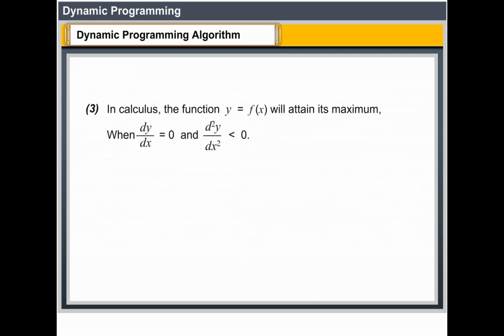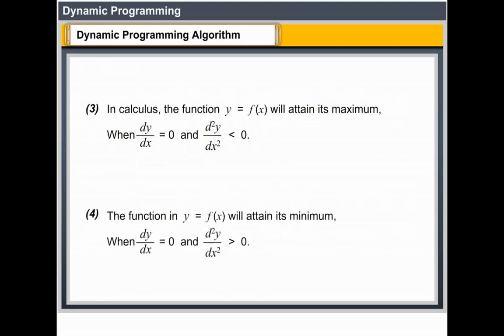Third point. In calculus, the function y = f(x) will attain its maximum when dy/dx = 0 and d²y/dx² < 0. Number 4. The function y = f(x) will attain its minimum when dy/dx = 0 and d²y/dx² > 0.